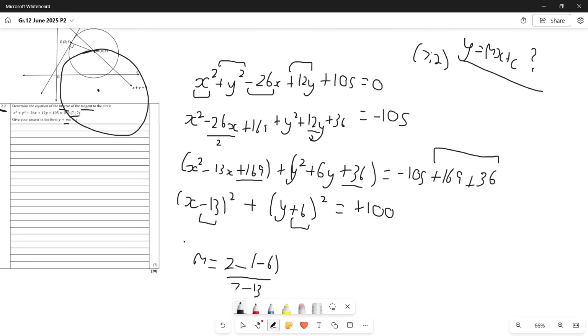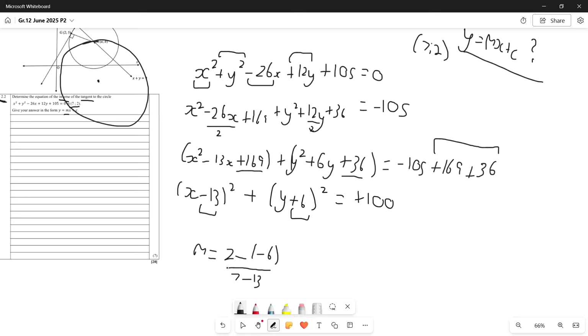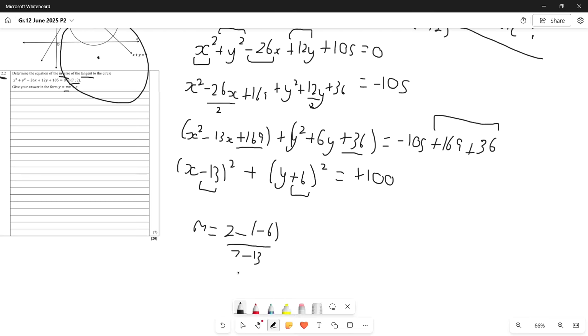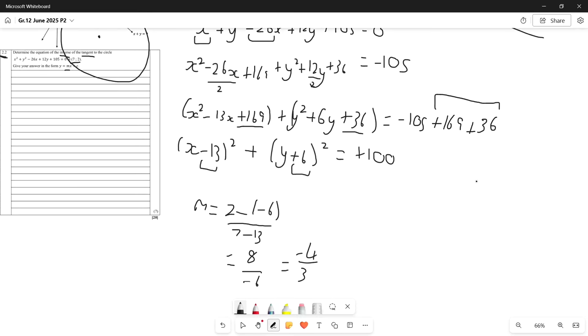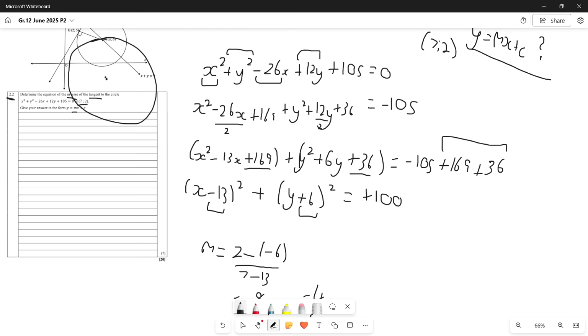So now we have this equation set up for our gradient, so we can just calculate it. A reminder, we used the points 7 and 2 over here that was on the graph, as well as the values for the center of the circle, which means 2 minus 6 is 8, 7 minus 13 is minus 6, and then this equals negative 4 over 3. But a reminder that this is just the gradient of the radius from the center of the circle to a point on the graph. So let's say something like this, because it's negative 4 over 3.